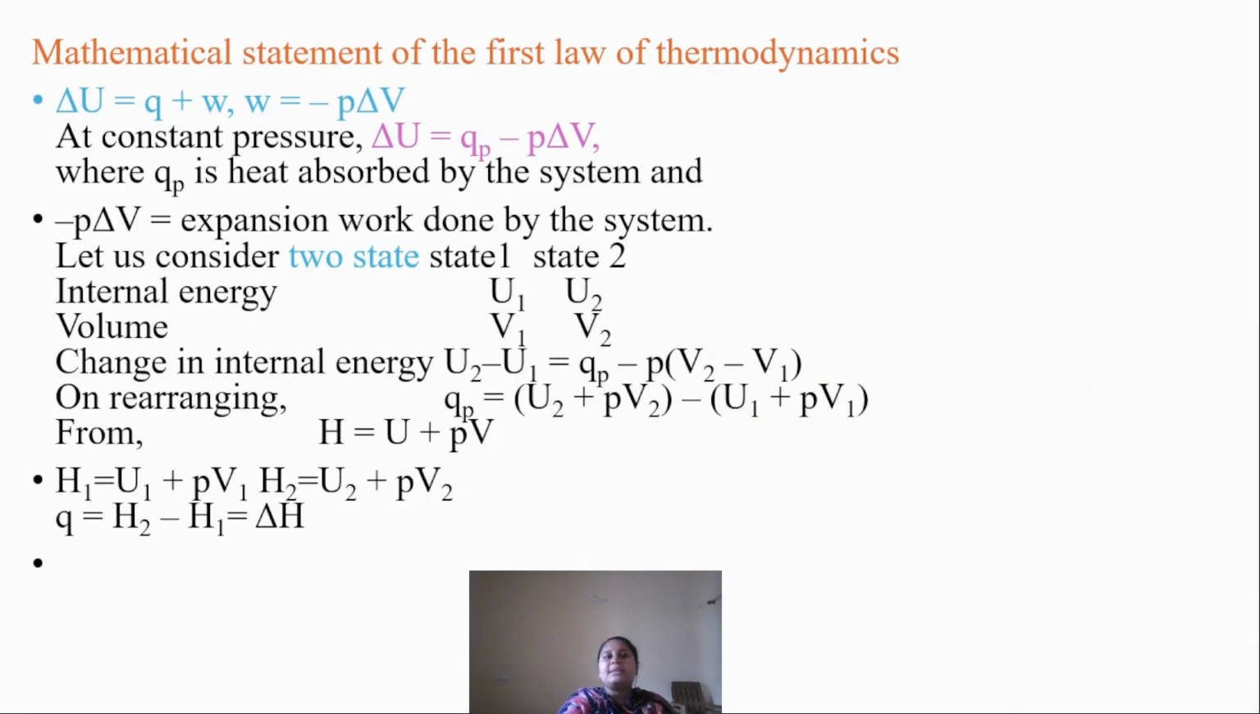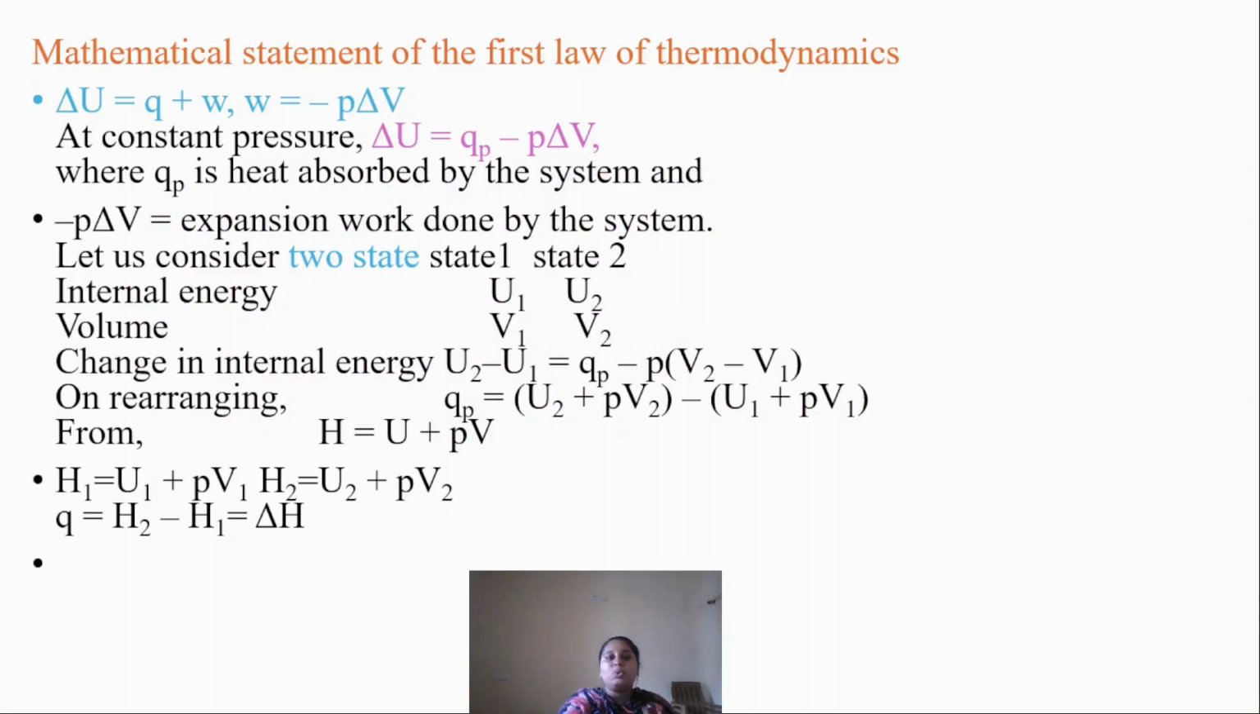The next is the mathematical statement of the first law of thermodynamics. Delta U is equal to Q plus W, where W is equal to minus P delta V. So at constant pressure, what happens? Delta U is QP minus P delta V, where QP is the heat absorbed by the system and minus P delta V is the expansion work done by the system. So let us consider two states, state 1 and state 2.